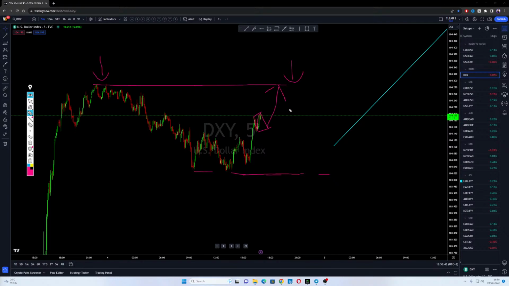So what I am already sticking to is the wave to the upside. The wave to the upside that I see over there will happen in the next couple of hours maybe.